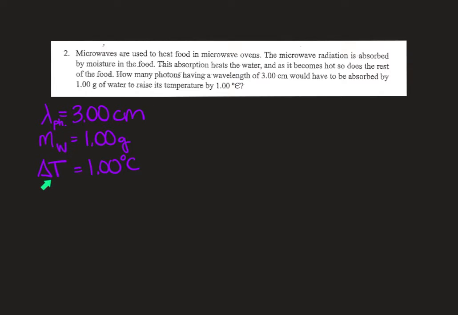If we're looking at the mass of our water and our change in temperature of our water, remember we also know the specific heat of the water, so we can use a Q equation here. So let's take those two angles, find our energies, the energy of a photon, and then Q, which is heat energy that is absorbed by the water. And then we can figure out what to do with them.